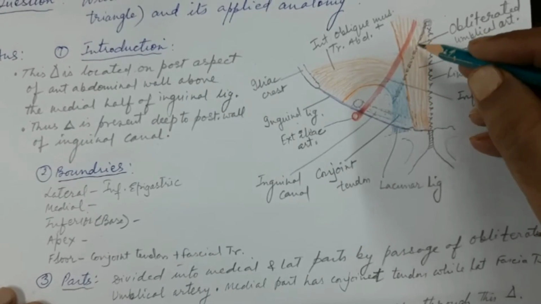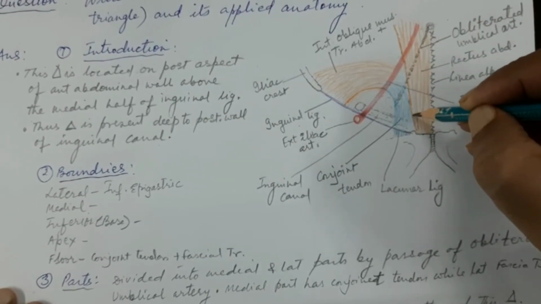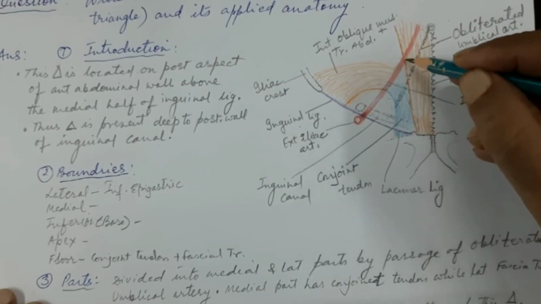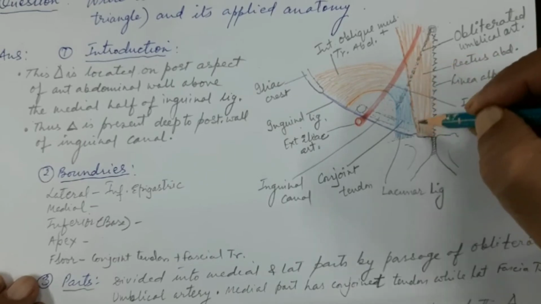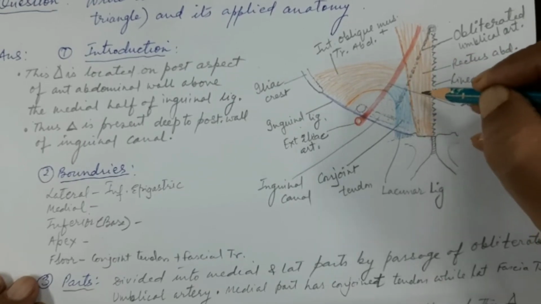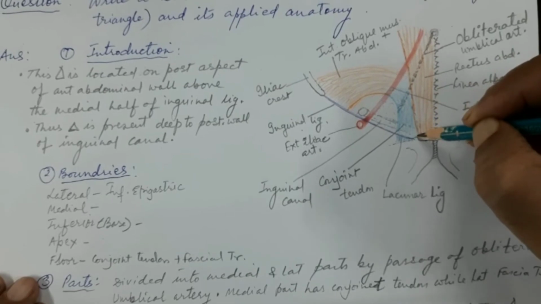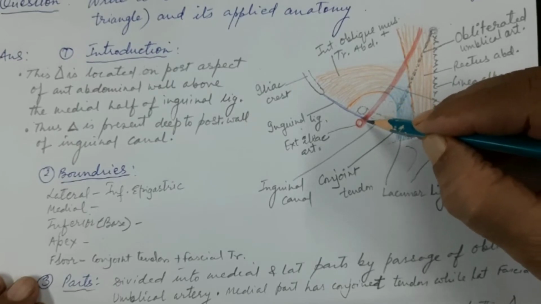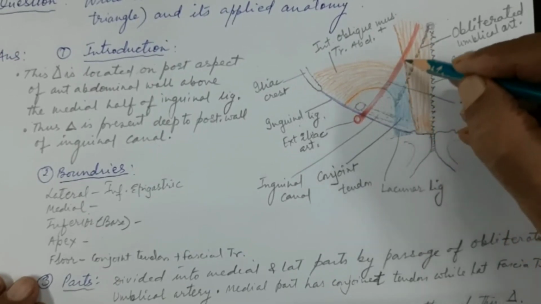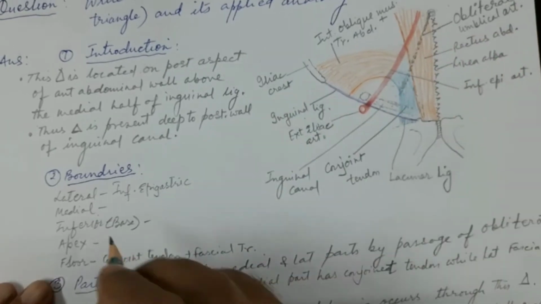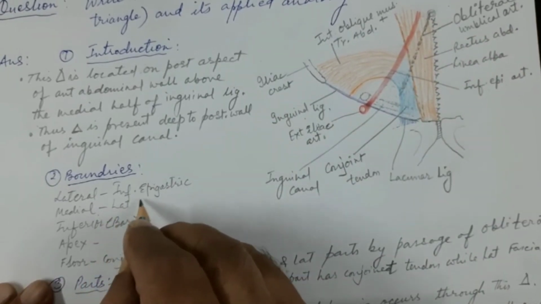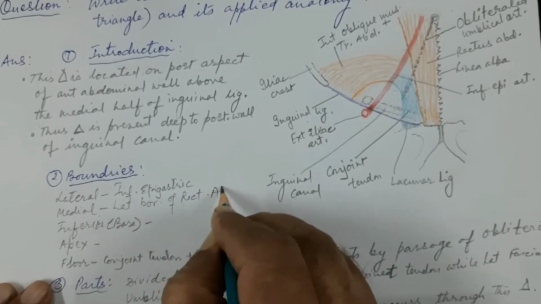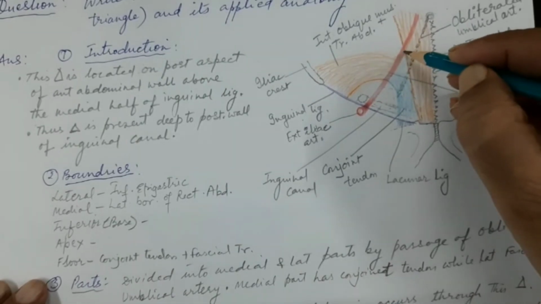I told you that this is the rectus abdominis muscle, and this is its lateral border. This lateral border is forming the medial border of the Hesselbach triangle, and the lateral border of the Hesselbach triangle, I said, is formed by the inferior epigastric artery. So this is that border.